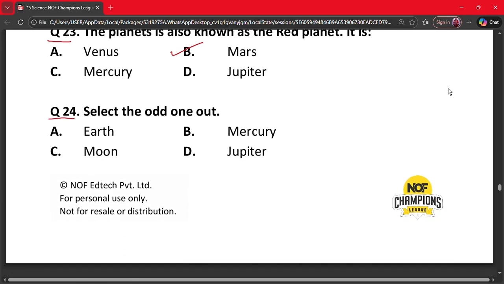Question number 24. Select the odd one out. A. Earth, B. Mercury, C. Moon, and D. Jupiter. The correct answer is option C. All others are planets, whereas the moon is a natural satellite. So Earth, Mercury, and Jupiter are planets.